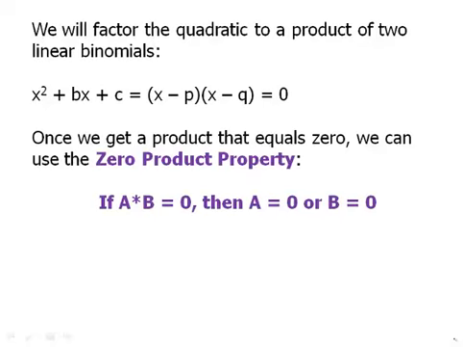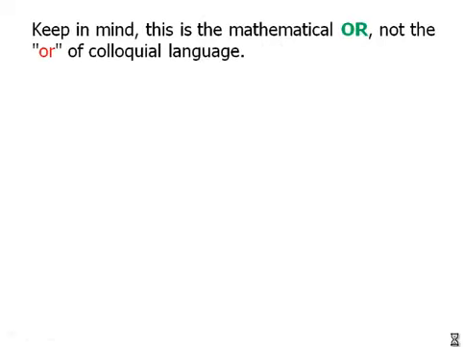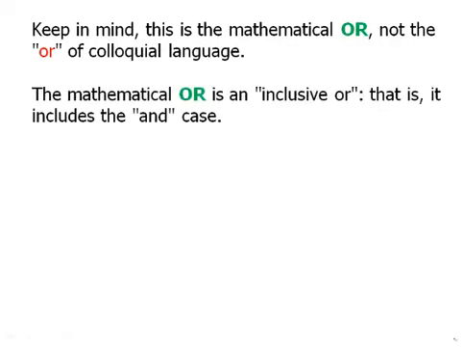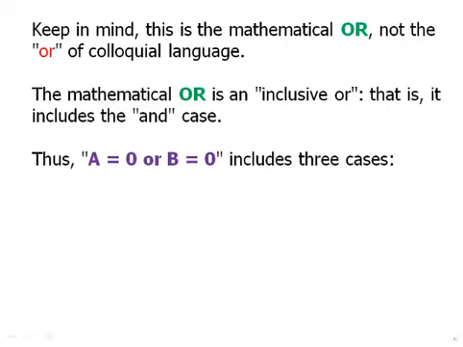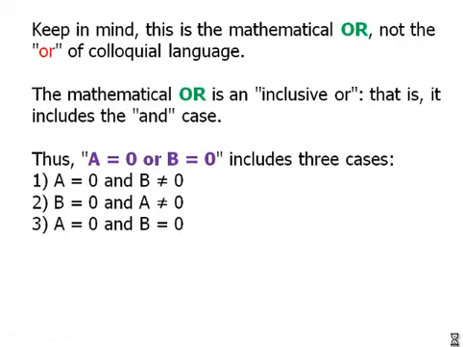Before we go on, let's think about this statement for a minute. Keep in mind that the "or" that appears in that statement is the mathematical "or," not the "or" of colloquial language. What's the distinction I'm drawing here? The mathematical "or" is an inclusive or. That is, it includes the "and" case. Thus, a equals 0 or b equals 0 includes three cases. It could be that a equals 0 and b doesn't. It could be that b equals 0 and a doesn't. Or it could be that they both equal 0 at the same time.